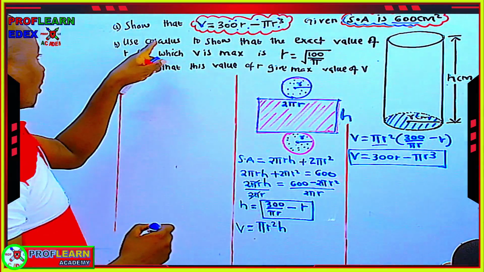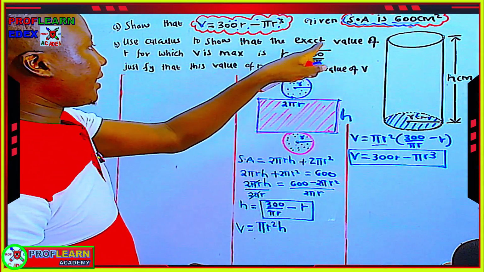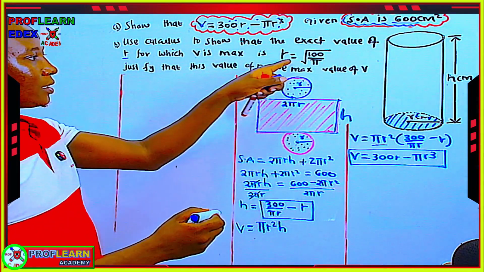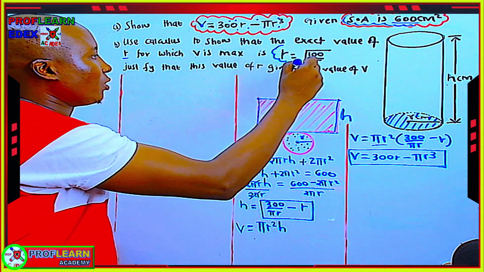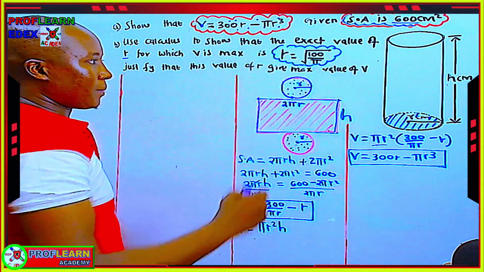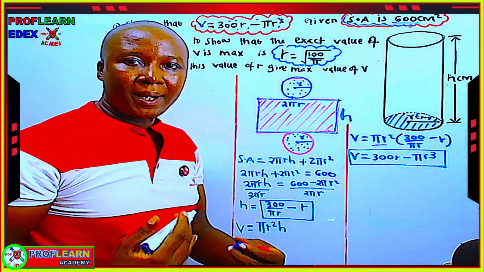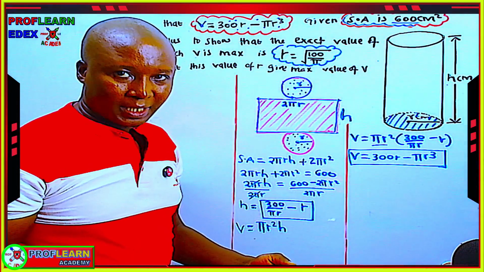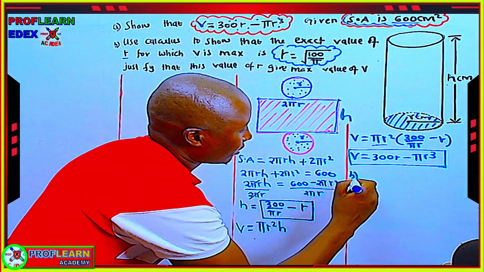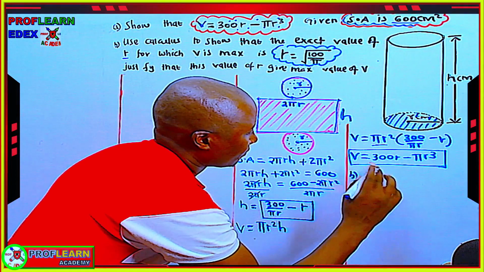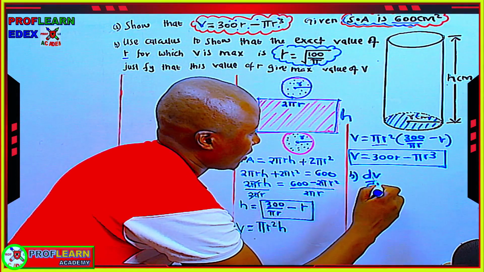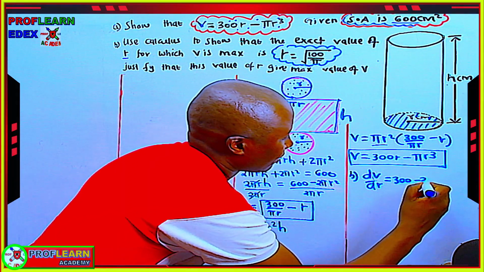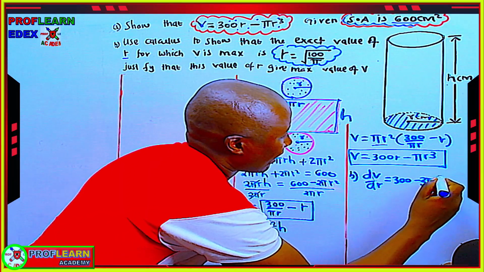The next question: use calculus to show that the exact value of r for which V is maximum is this. So we need to find the value of r for which the volume is maximum. Remember, for maximum or minimum volume, you are going to do dV/dr. So we are going to differentiate this. We say dV/dr is equal to 300 minus 3 pi r squared.